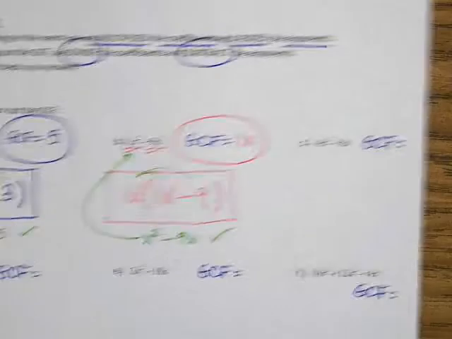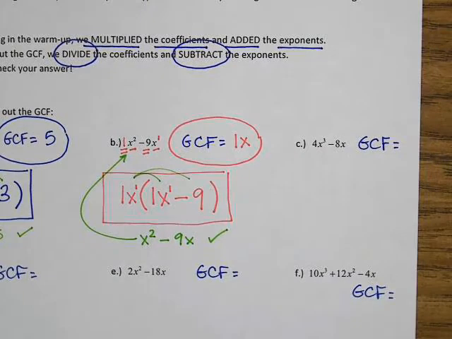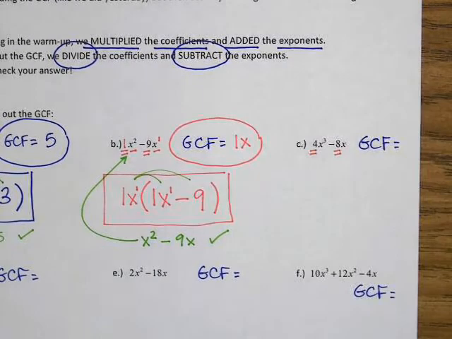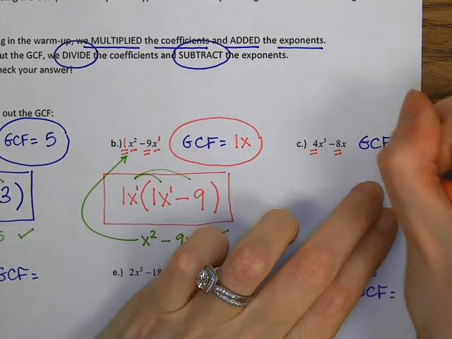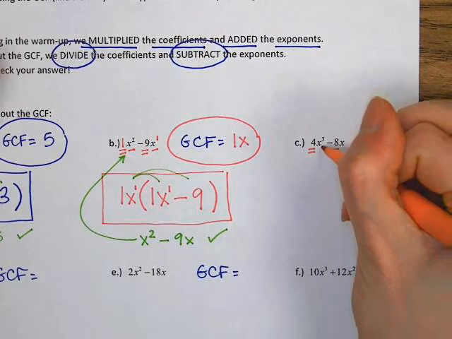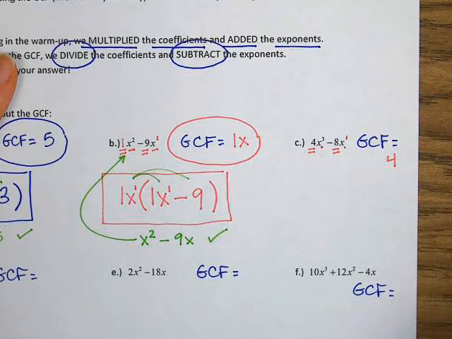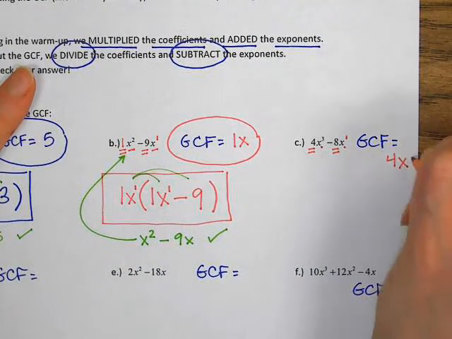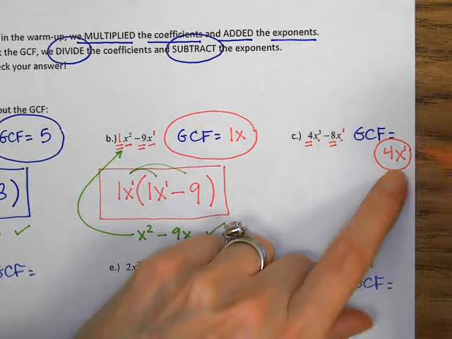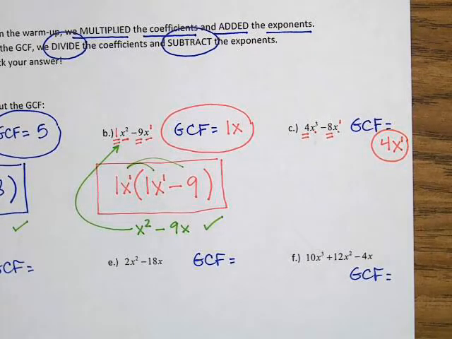All right, let's try C. What is the GCF? Out of 4 and 8, the biggest number that divides into 4 and 8 evenly is 4. And then it's the smaller power. This one's 3, this one's 1, so just 1. So 4x. If you want to write the 1, you can. Doesn't matter. All right, now let's divide it out.